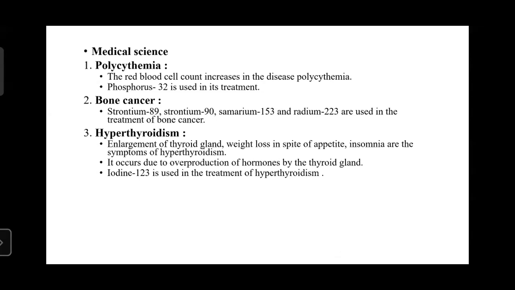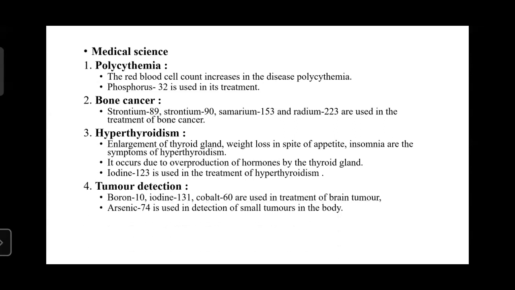Hyperthyroidism: enlargement of thyroid gland, weight loss in spite of appetite, insomnia. These are the symptoms of hyperthyroidism. It occurs due to overproduction of hormones by the thyroid gland. Iodine 123 is used to treat the hyperthyroid. Tumor detection: boron 10 and iodine 131 are used in the treatment of brain tumor. Arsenic 74 is used in detection of small tumors in the body.